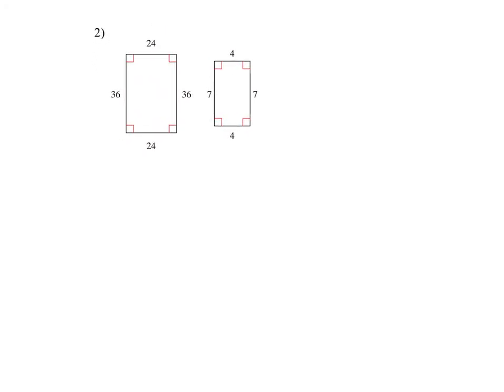The next one, as you can see, these two are congruent. Those two are congruent, the same here. So I just need to compare one of them. First of all, it's telling me that the angles are congruent. So I'm going to have 24 divided by 4. That has to equal 36 divided by 7. And as you can see in this case, just by looking at it, I know that this is not proportional. Why? Because this is 6 and this is not 6. So in this case, they are not similar polygons.